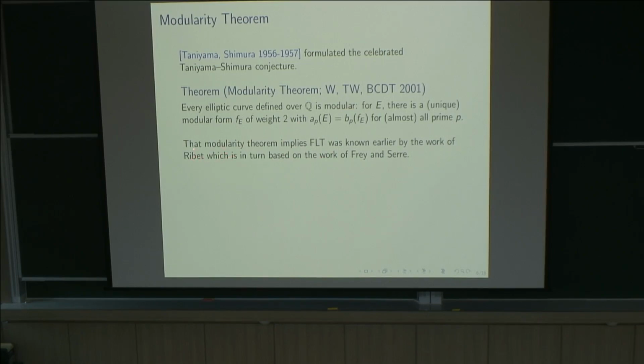But first of all, I want to say how it's relevant to Fermat's Last Theorem, just for historical importance. The fact that the modularity theorem implies FLT was known earlier by the work of Ribet, Frey, and Serre. Ribet's theorem says that if you have a solution to Fermat's equation, then you define this elliptic curve, and it turns out this cannot possibly be modular. If you contrast these two theorems, you get the result that every elliptic curve should be modular, and this cannot possibly be the case. In which case, there cannot be a solution to Fermat's equation.